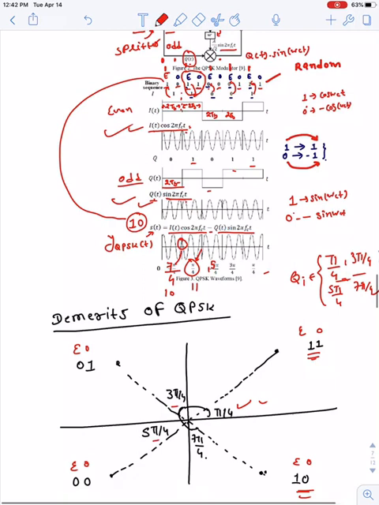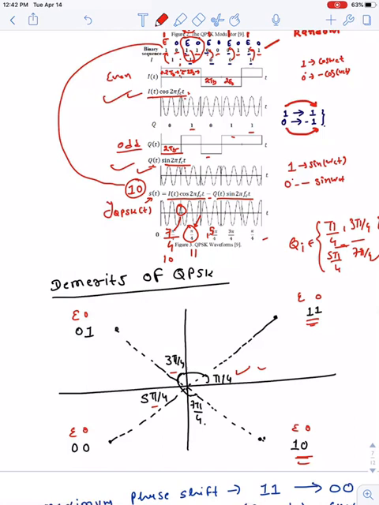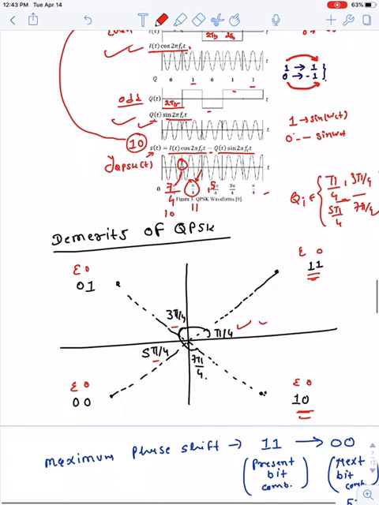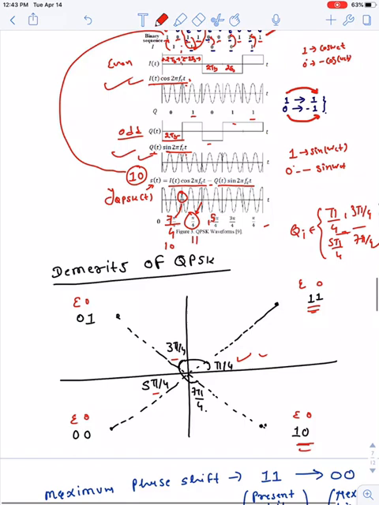Now there are some demerits of QPSK. We have discussed the advantages or merits of QPSK, but QPSK also has some disadvantages. Here we look at this disadvantage, and then what is the solution, how you can overcome this issue of QPSK, that we will discuss. So the main problem with QPSK is the sudden phase shift, the abrupt phase shift, you can say.